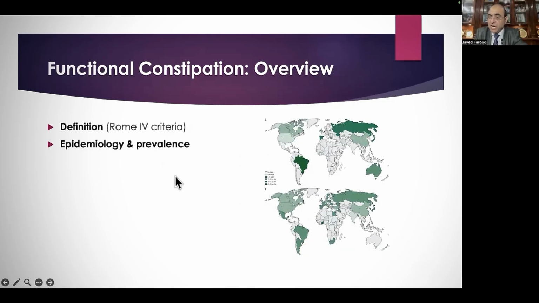Epidemiology and prevalence: it's a global problem. No country is spared. It affects both males and females and all ages, even the pediatric age, the adult, the young age, and the elderly age. And around 20% of the population have suffered from constipation at some time in their life.